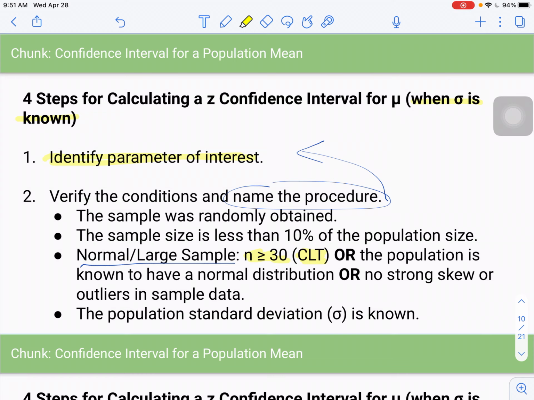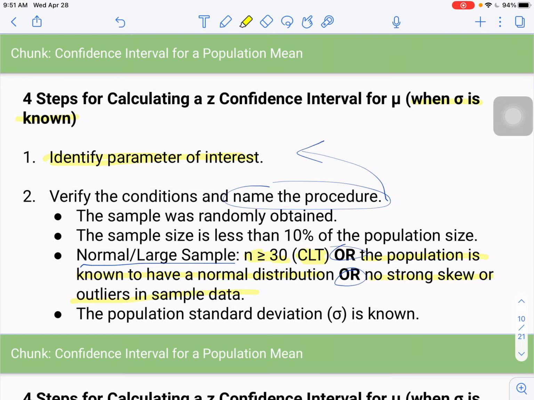Another way, though, to justify the use of a normal sampling distribution is that the population is known to have a normal distribution. So again, these are OR, so both of them don't need to be met. We just need one or the other. And then there's actually a third way to do it, and that is if you have no strong skew or outliers in the sample data.